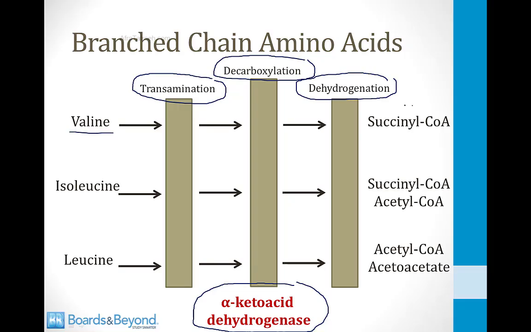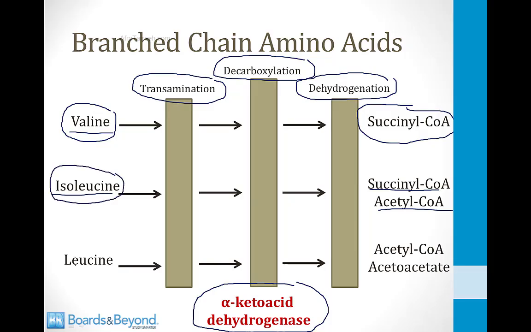Valine is metabolized into succinyl-CoA. Succinyl-CoA can enter the TCA cycle and become glucose, therefore valine is a glucogenic amino acid. Isoleucine is metabolized into succinyl-CoA, which can become glucose, and acetyl-CoA, which can only become a ketone body, therefore isoleucine is both glucogenic and ketogenic. And then finally, leucine is one of the two purely ketogenic amino acids. It is metabolized into acetyl-CoA and acetoacetate, and therefore it is a purely ketogenic amino acid.